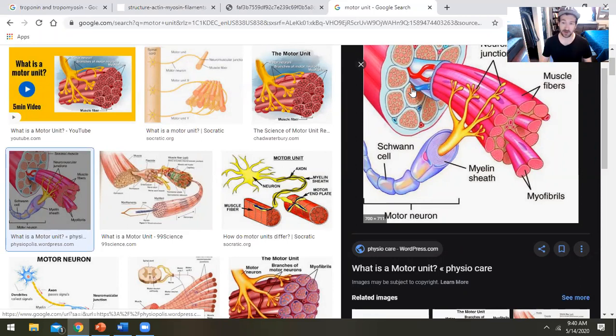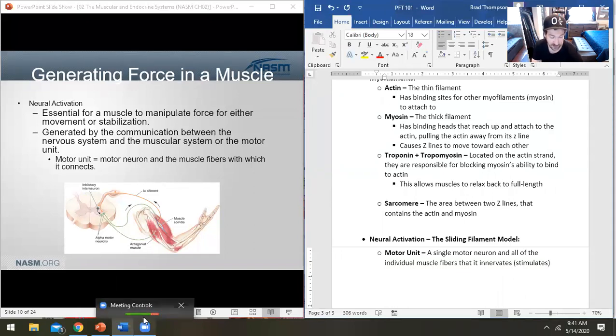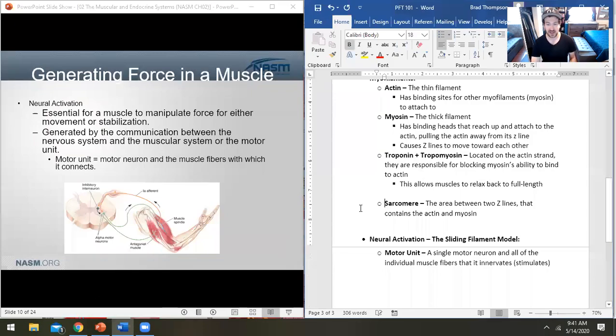So you've got small motor units for really fine movements, like the movements of your eye. Those are controlled by motor units, right? You can move your eyes up and down and side to side. Those are controlled by motor units, but they're little tiny ones. Really large motor units, like your glutes, controlling a heavy barbell squat or a deadlift, that's a really large motor unit that consists of thousands and thousands of muscle fibers, right?